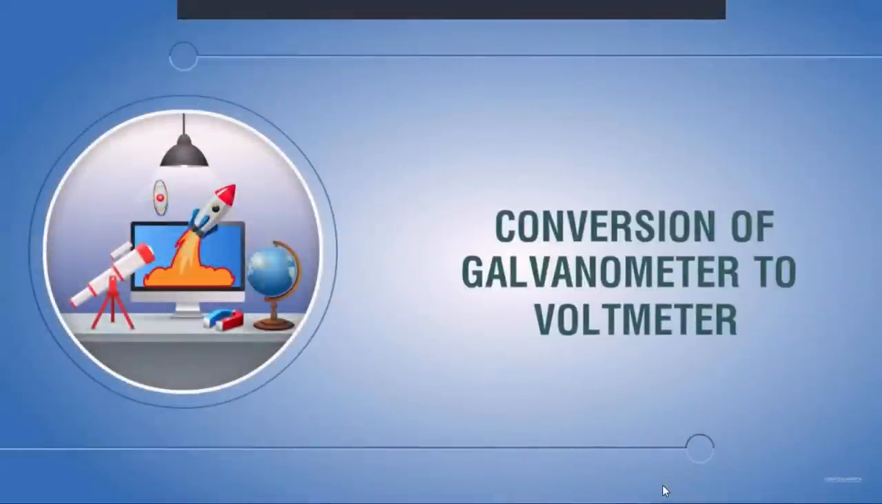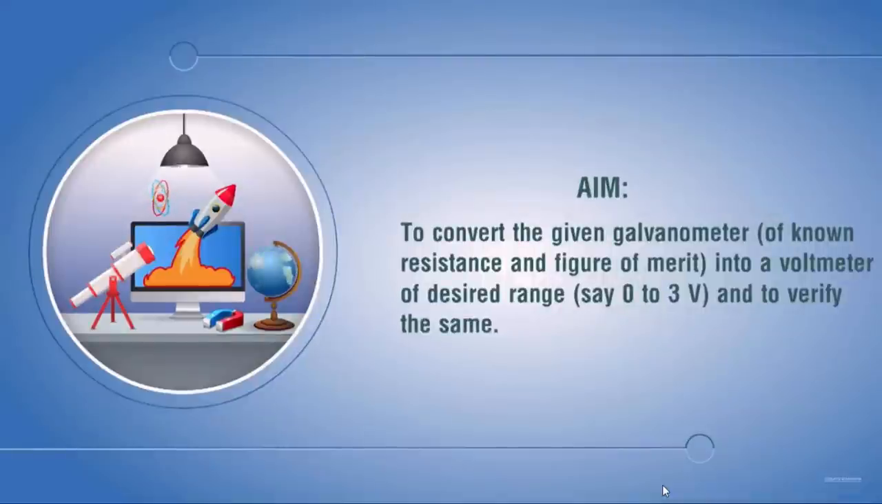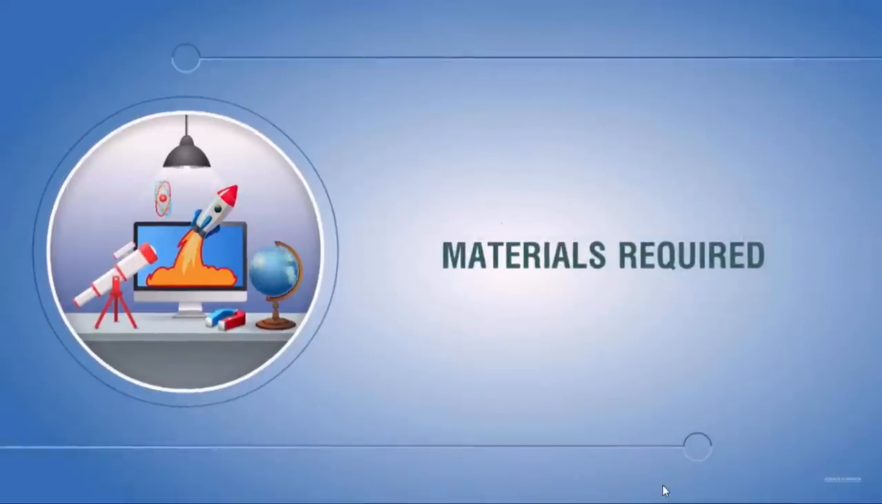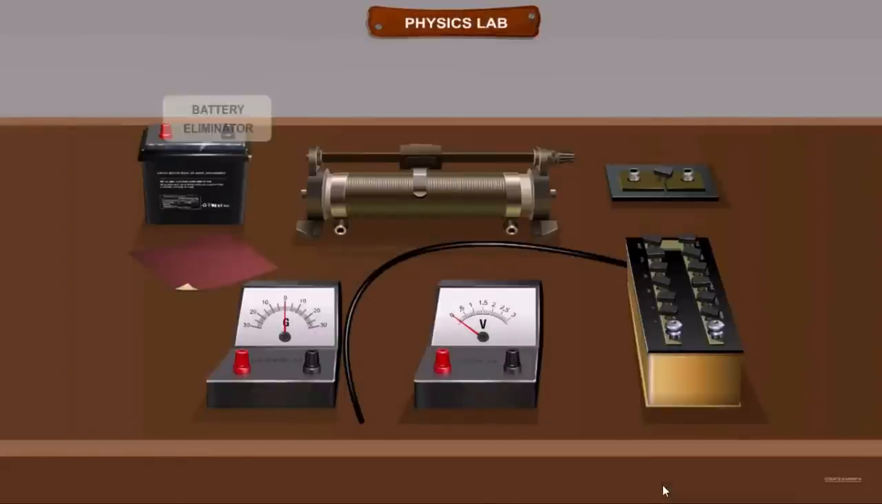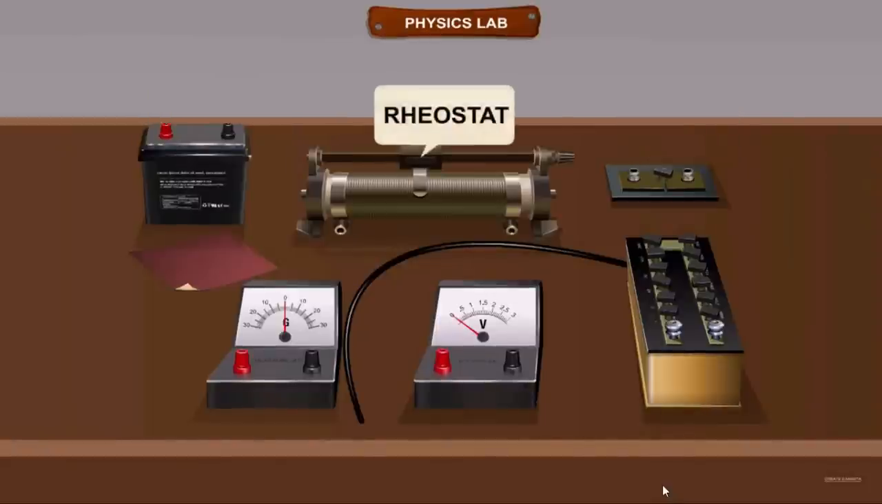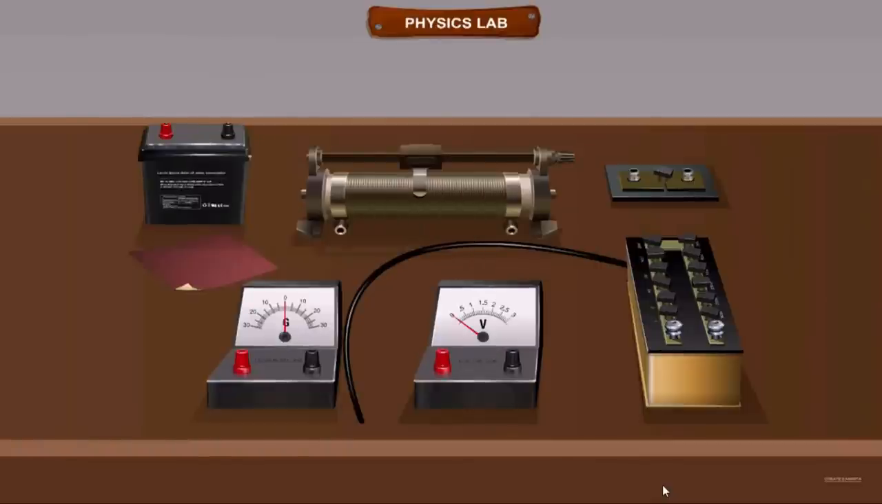Conversion of galvanometer to voltmeter. Aim: to convert the given galvanometer of known resistance and figure of merit into a voltmeter of desired range, say 0 to 3 volt, and to verify the same. Materials required: a galvanometer of known resistance and figure of merit, a battery eliminator, one-way key, a rheostat, a voltmeter of 3 volt range, connecting wires, a resistance box, sandpaper.